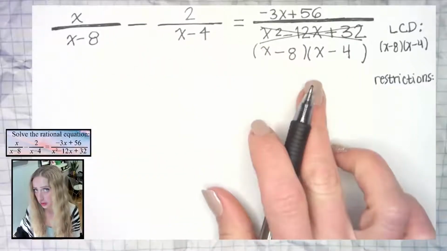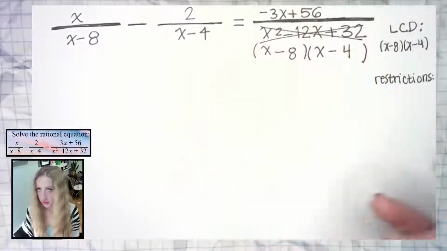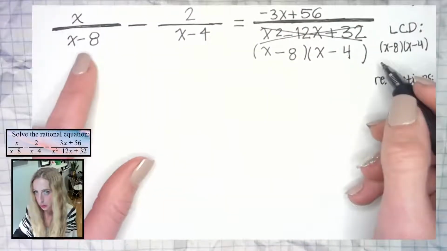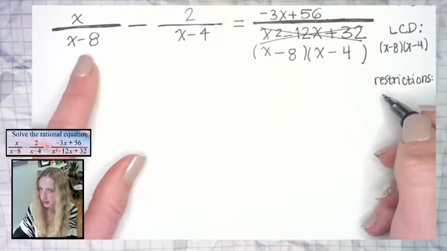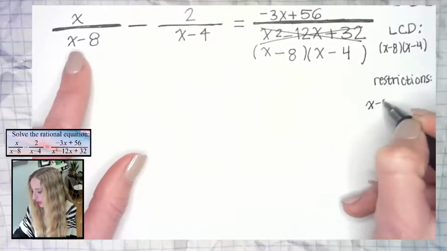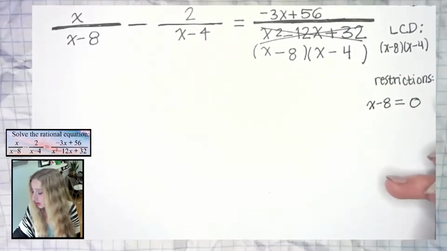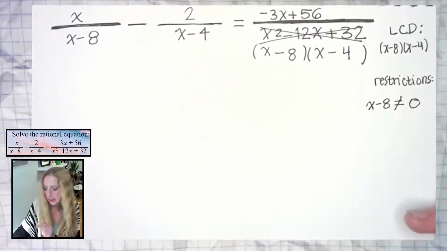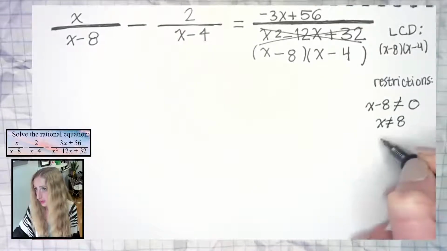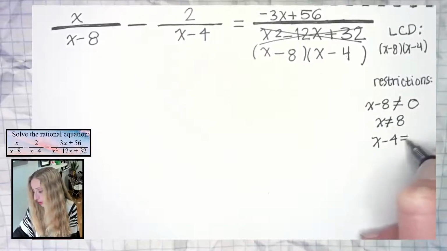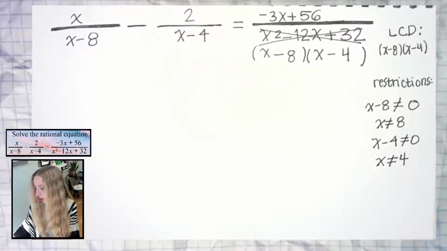So our restrictions are the values of x in this case that would make my fraction in any part of this problem undefined by creating a 0 in the denominator. How do you know what makes a denominator 0? You take the denominator, x minus 8, and you set it equal to 0 and solve for x. But since this is what we don't want to happen, I'm just going to do a little can't equal 0 situation. Add over the 8, and x cannot equal 8. Similarly, x minus 4, I also don't want to equal 0. Add over the 4, and x cannot equal 4.